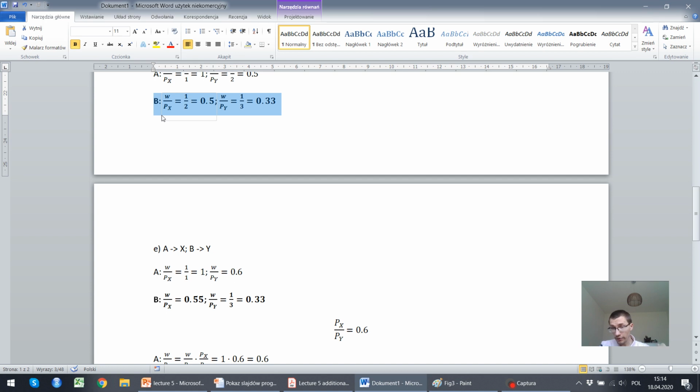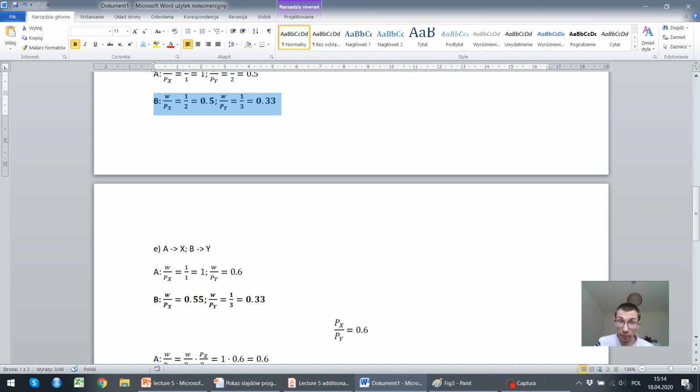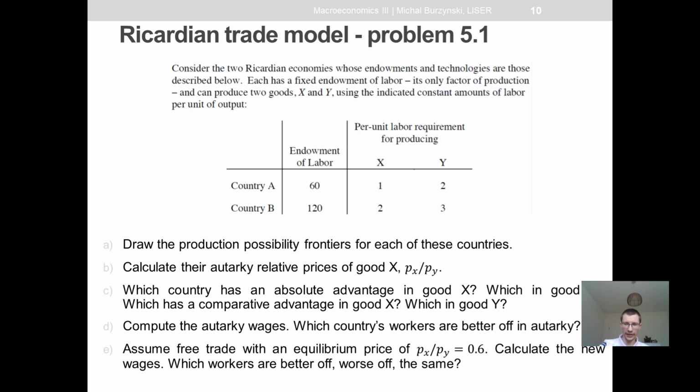And hopefully this convinces you about the power, the strength of the notion of comparative advantage and the importance of international trade, the gains from international trade due to the fact that countries specialize in those goods in which they are relatively more productive. All right. So this is the end of the Ricardian trade model. I think one of four for today.